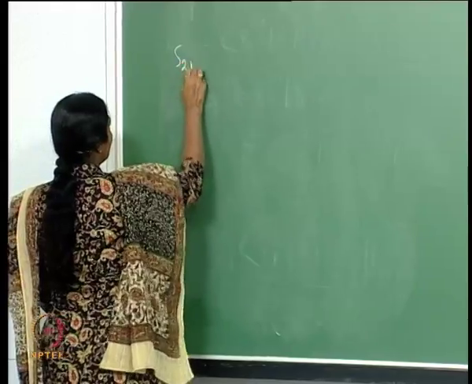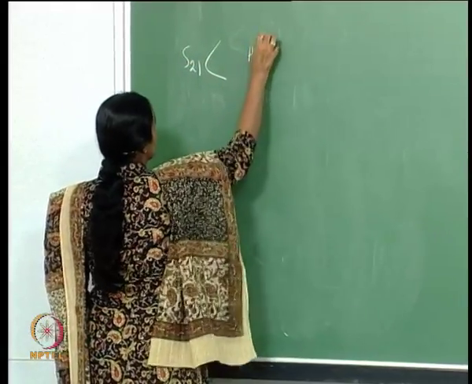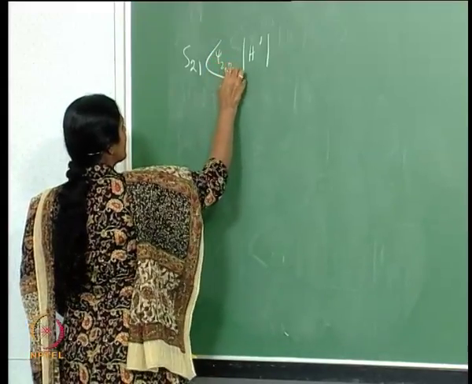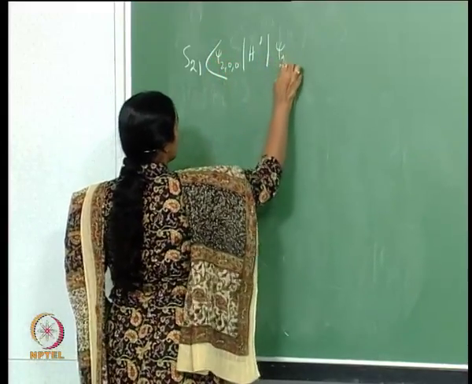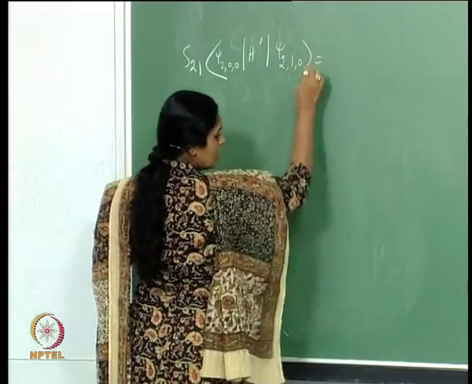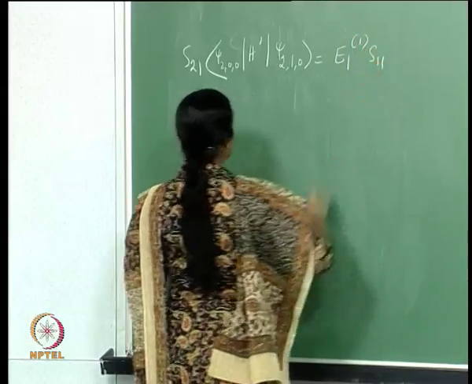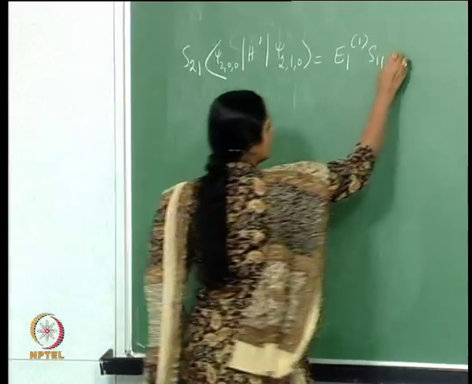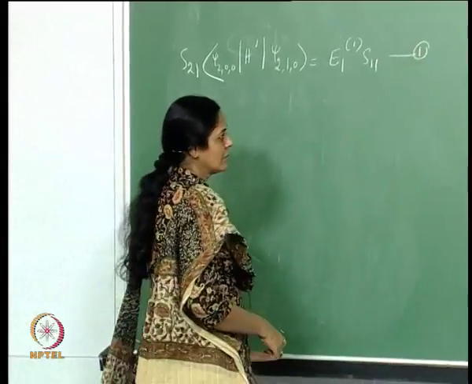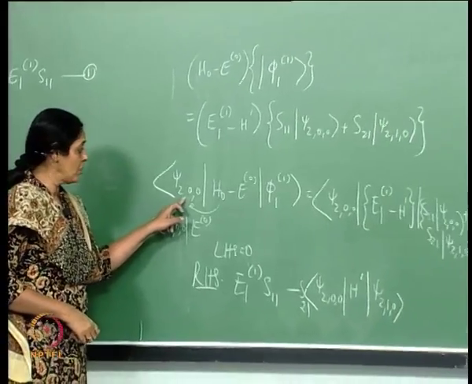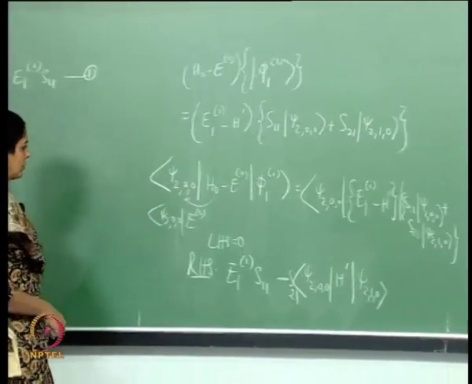S21, and then this matrix element H prime sandwiched between psi 200 and psi 210 is E11 S11. So that is the first equation I have. Now instead of working with psi 200, let me work with psi 210.